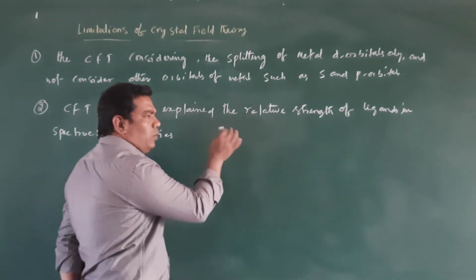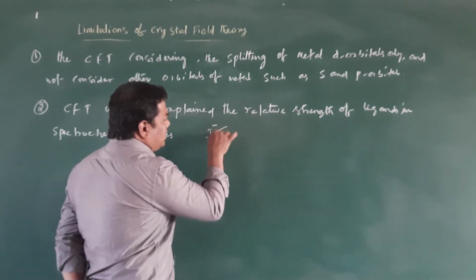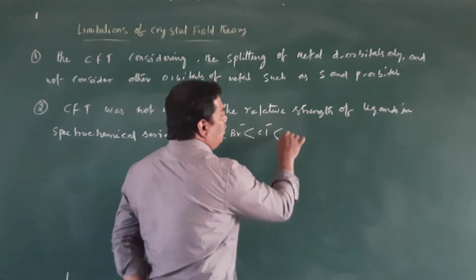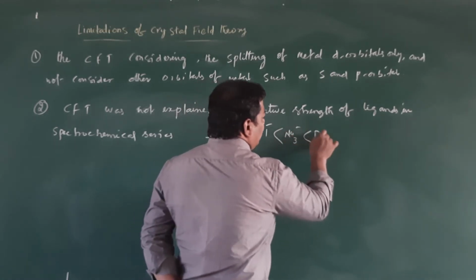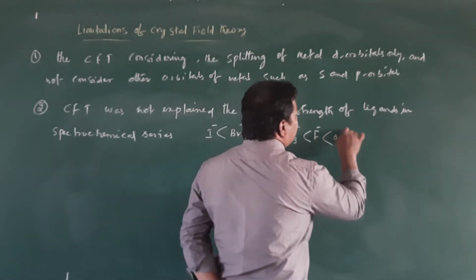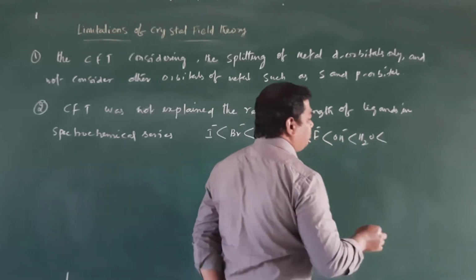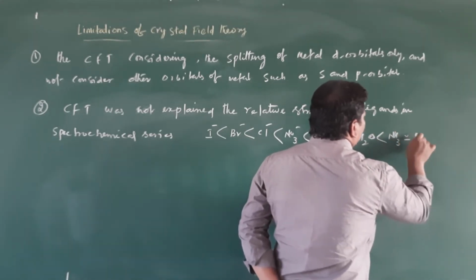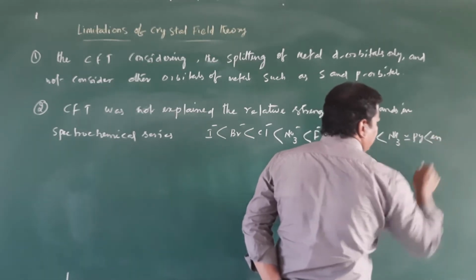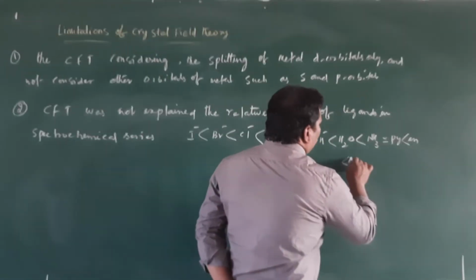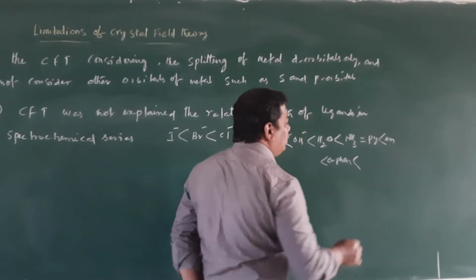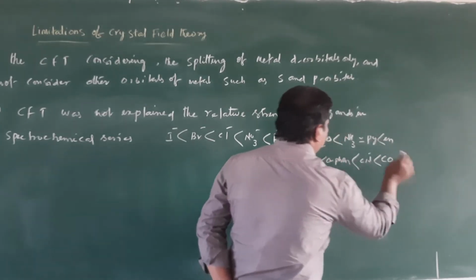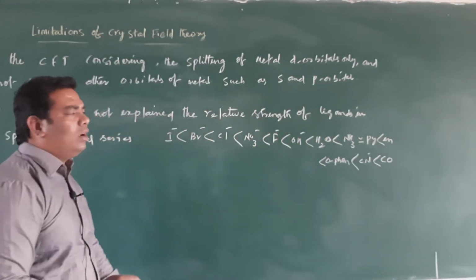I will write some spectrochemical series data, that is I minus less than Br minus less than Cl minus less than NO3 minus less than F minus less than OH minus less than H2O less than NH3 equal to pyridine less than ethylenediamine less than orthophenanthroline less than CN minus less than CO. So these are the ligands in increasing order of the spectrochemical series.